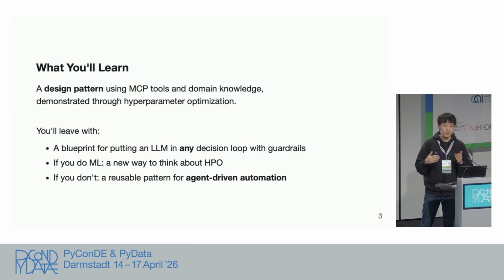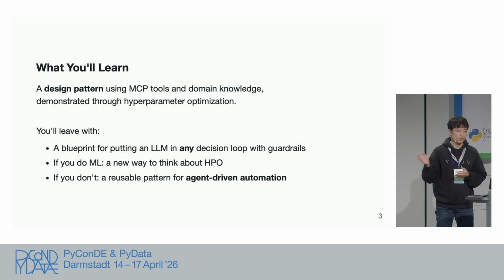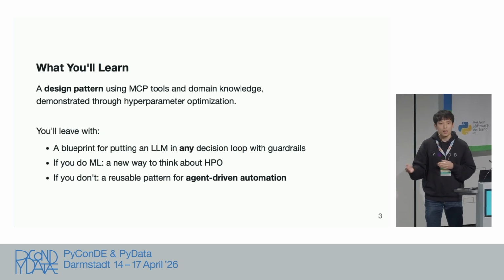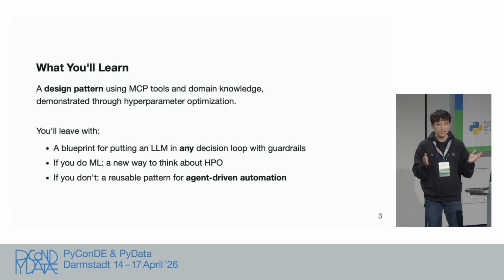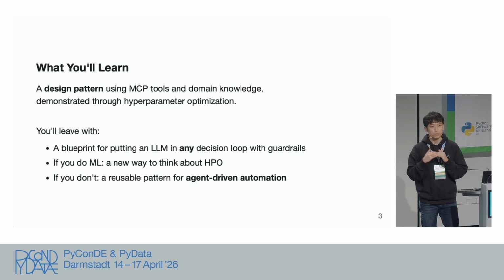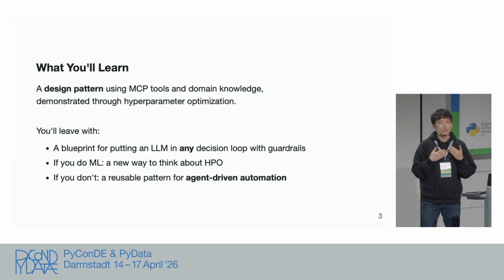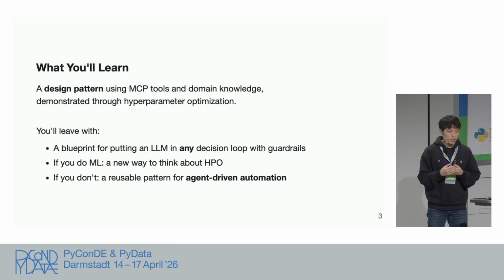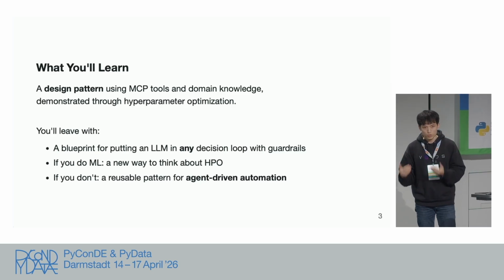You are going to leave with a blueprint for putting large language models into your decision loops, and also with some guardrails. So if you do machine learning, that's great. Please take this as a sample project: I can do hyperparameter optimization with a large language model. Even if you don't do it, you can reuse it. This will be a reusable pattern for agent-driven optimization.